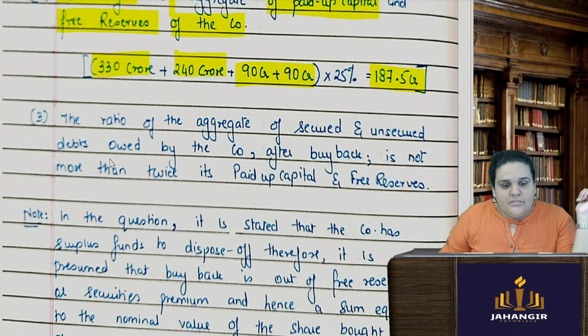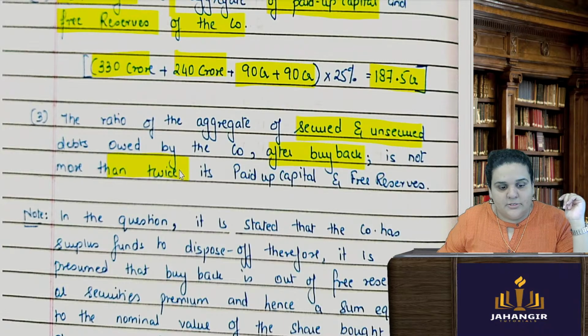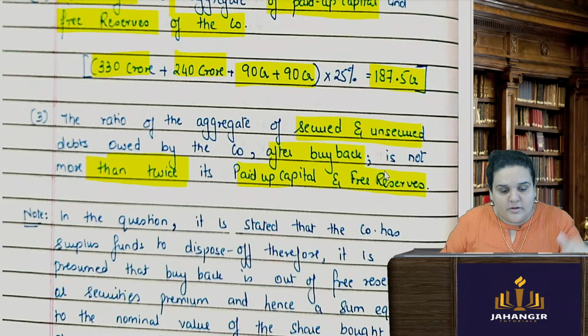Then the last condition, the ratio of the aggregate. Just now we solved it in the first sum. The ratio of its debt to equity: the aggregate of secured and unsecured debt owed by the company after the buyback should not be more than twice its paid up capital and free reserves. So this I'll have to find out now.